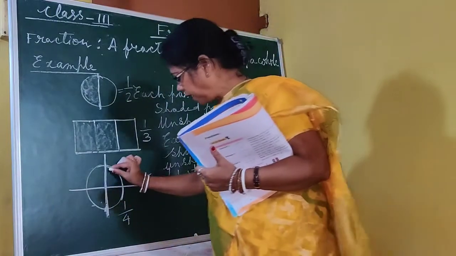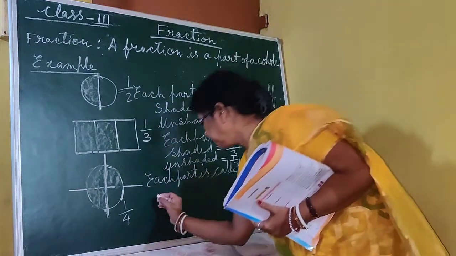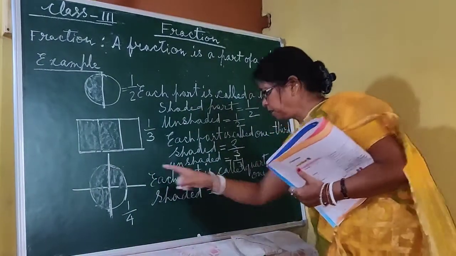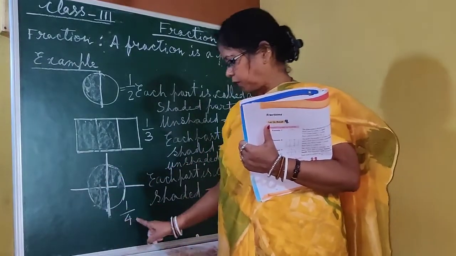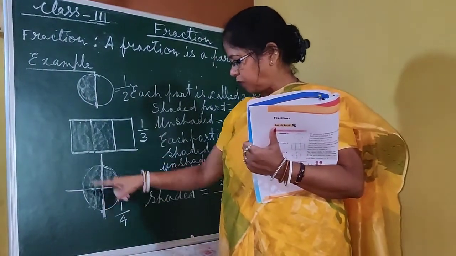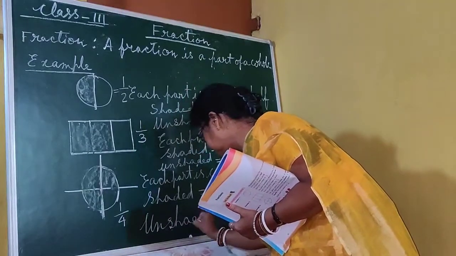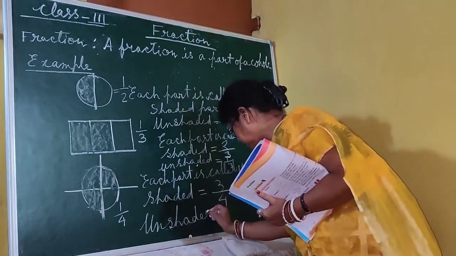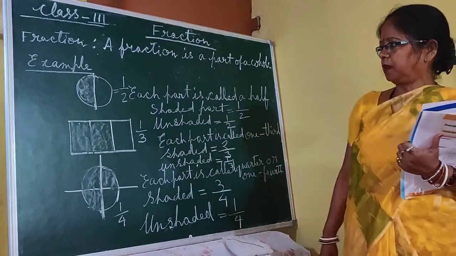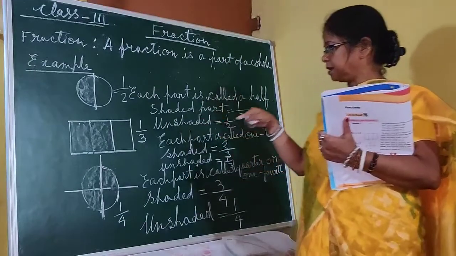Suppose I shaded 3 parts. Then the shaded part will be 3 parts out of 4, so 3/4. And unshaded, 1 part unshaded out of 4, 1/4. In one figure only, one diagram only, I explained both the meaning of the fraction and shaded, unshaded.